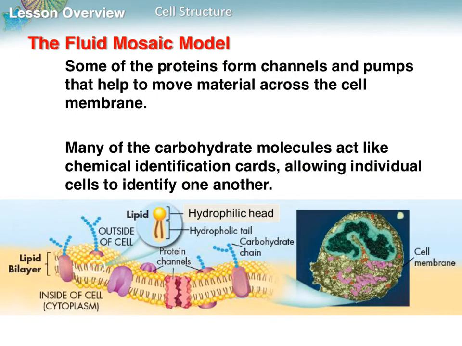So these proteins and carbohydrates that are embedded in the fluid mosaic of the cell membrane have some specific jobs. Some of the proteins' jobs is to form a channel or a pump that helps move material across the cell membrane. So either they make an open channel, like an open door, and things can go through, or they're actually a pump, and like you would pump water uphill, it pumps materials into or out of the cell. Many of the carbohydrate molecules act like chemical identification cards, and they allow cells to identify one another and what type of cell they are.